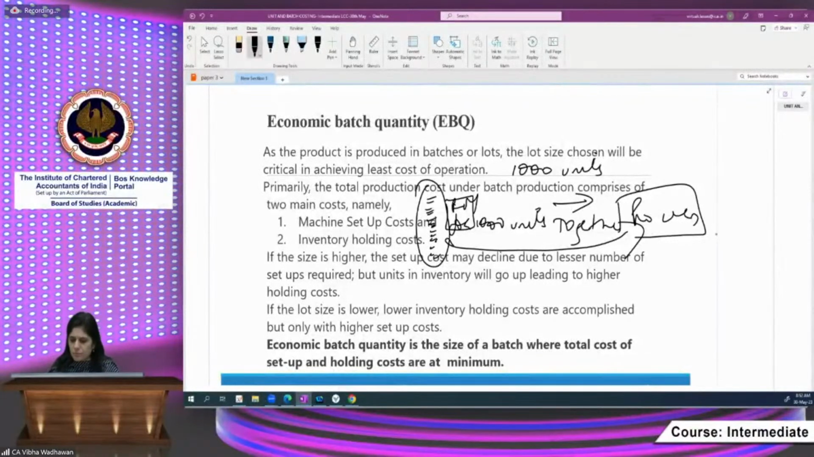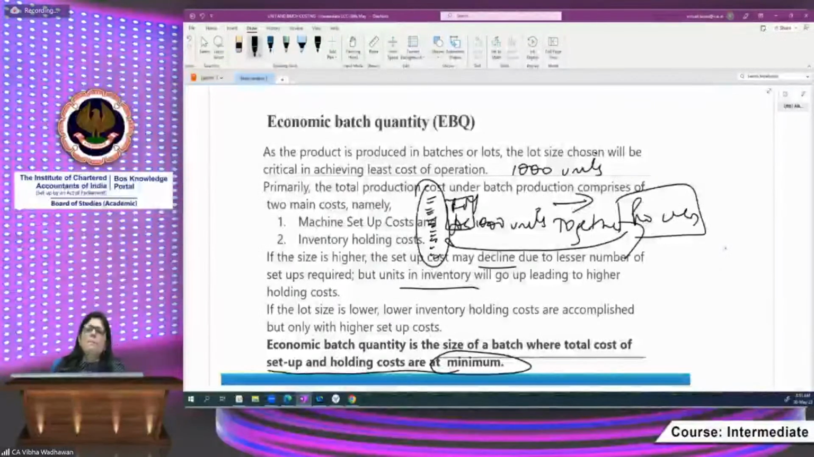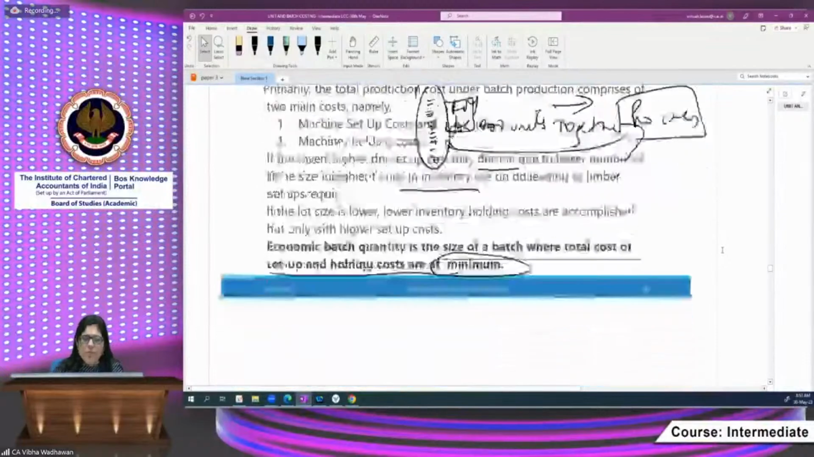Clear? So the same concept applies to material inventory handling cost also. If the size is higher, the setup cost may decline, but the units and inventory will go up. All right. So we'll understand once we do the question. So economic batch quantity is the size of a batch where total cost of setup and holding costs are minimum. Clear? So let us understand.